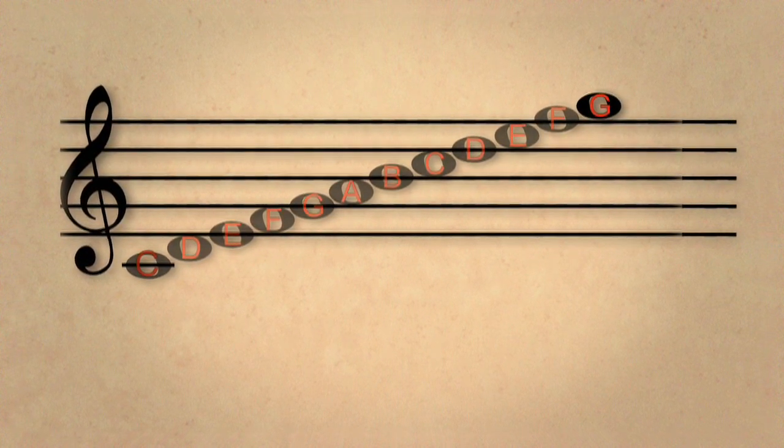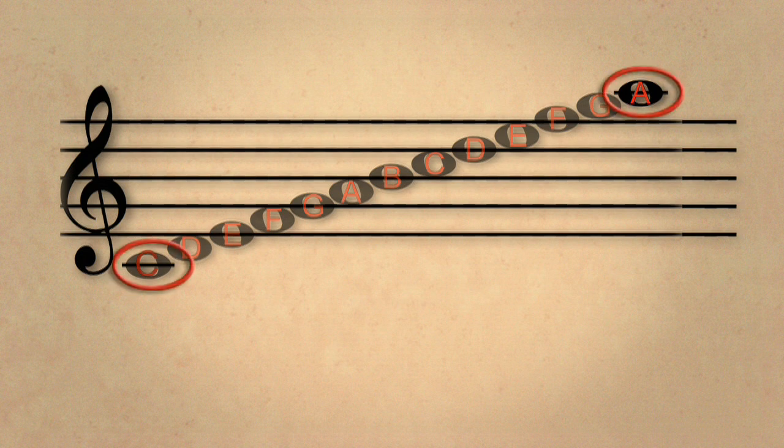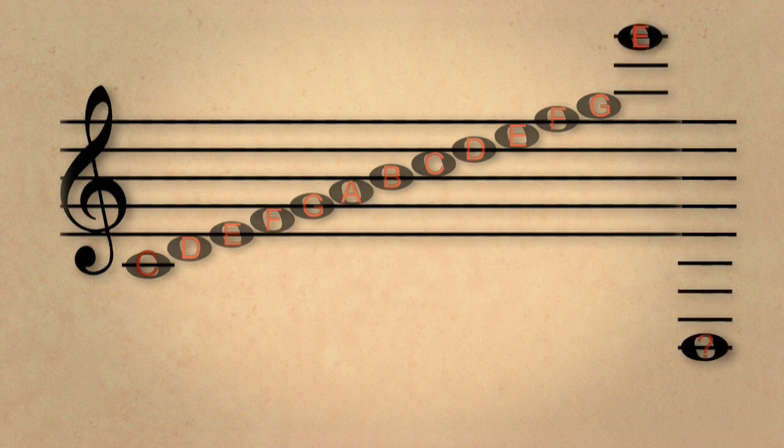This ledger line can be used in either direction. So the note above the treble clef staff is a G. If we add a ledger line and put a note on that ledger line, it will be an A. These ledger lines can be used above or below the staff, and there is no limit to how many ledger lines we can add. But after 4 or 5 ledger lines, the notes become very difficult to read.